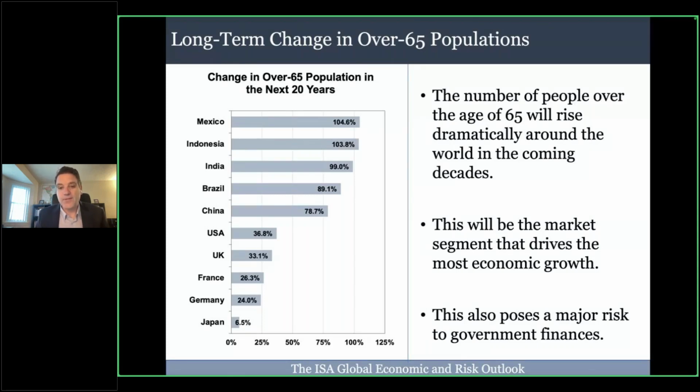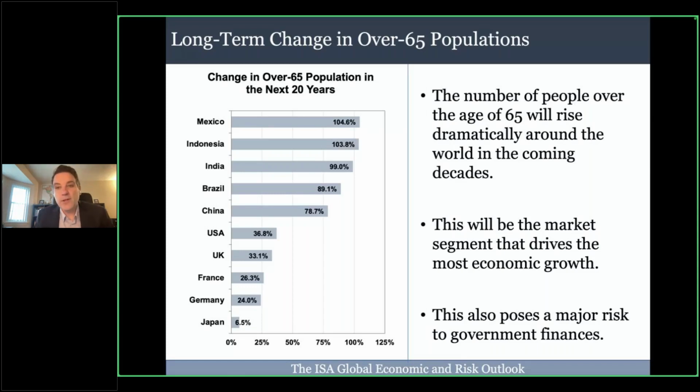For people over the age of 65, their specific needs and wants will have to be met by businesses going forward. Now, of course, it's a risk to government finance if this segment of the population does not become more productive, but it has a huge untapped potential going forward.